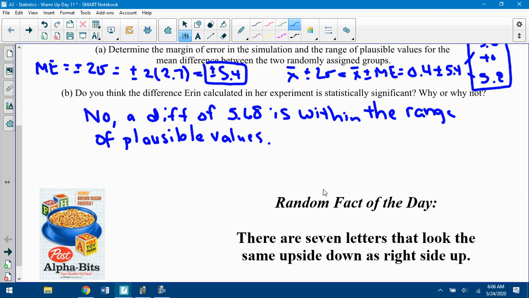And for your random fact, there are 7 letters that look the same upside down as right side up. My daughter's learning that right now.